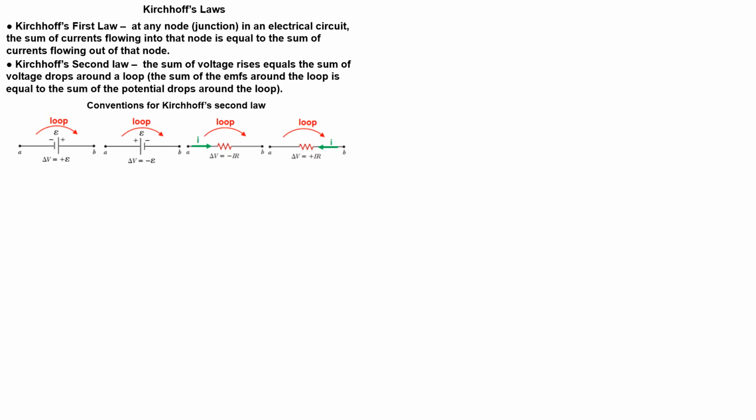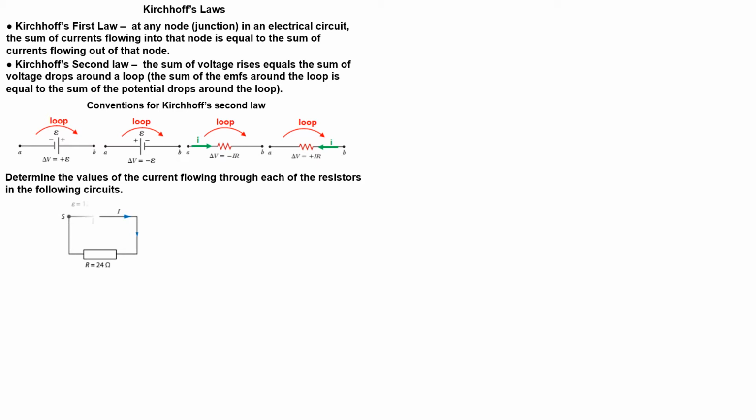Let's see how Kirchhoff's laws work, from simple to more complicated circuits. Determine the values of the current flowing through each of the resistors in the following circuits. This is a very simple circuit, and we can find the electric current quite easily using Ohm's law. But we will find the current using Kirchhoff's second law. This new approach is best used for complicated circuits, but once you master it, you can easily apply it in simple circuits as well.